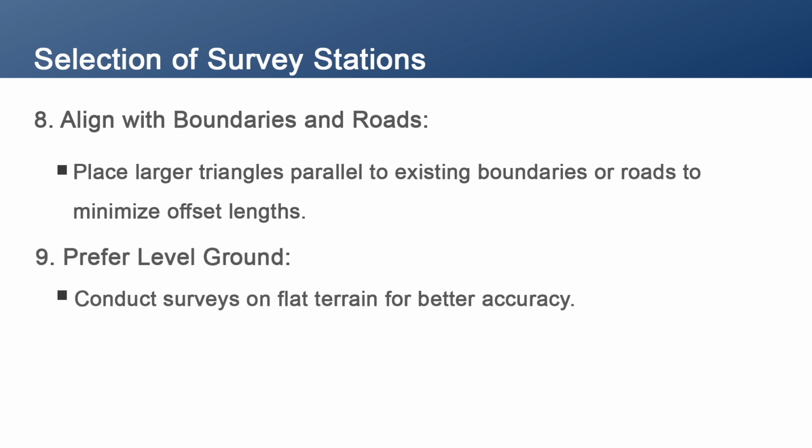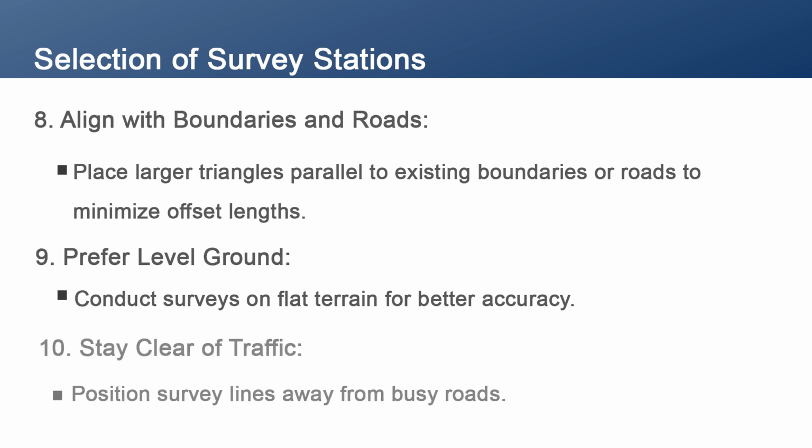Next, prefer level ground. It means survey lines work best on flat terrain. It is like trying to draw straight lines on a smooth surface rather than on a hilly one. Next, stay clear of traffic. It means if you are surveying along a busy road, position your lines on one side to avoid interruption from traffic. So, having understood the handy guide to select the best survey station, let us look into the selection and measurement of the baseline.